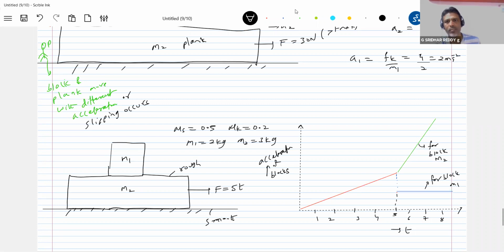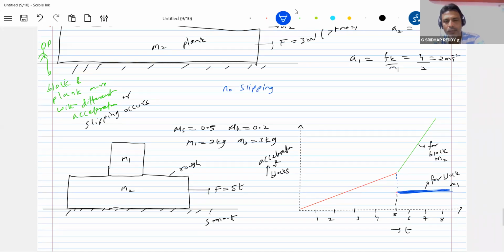Okay, got the idea, no? So this is what happens. If you apply some time varying force, you can really see that as long as the applied force is less than F max, no slipping occurs. Once the applied force becomes greater than F max, slipping occurs, then the blocks will have different accelerations. No slipping means A relative is 0. Slipping means A relative is non-zero.